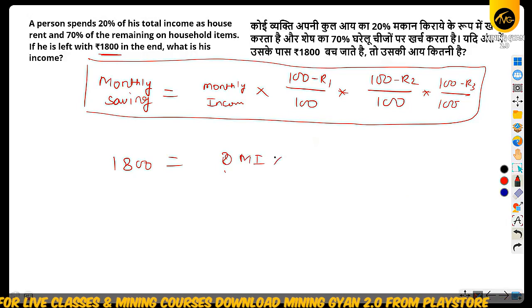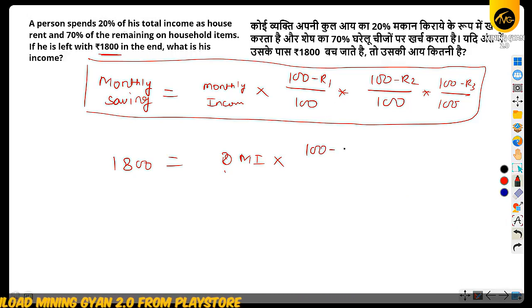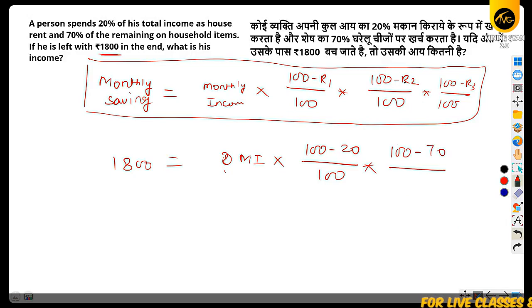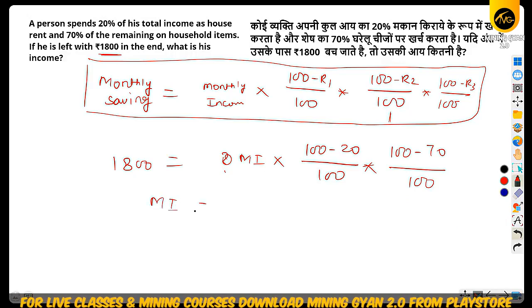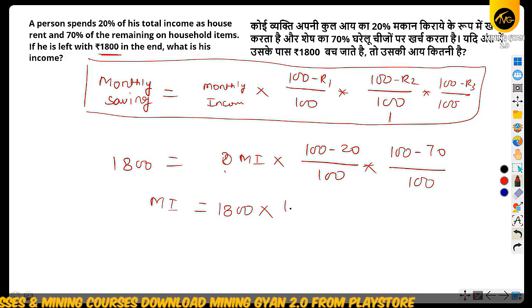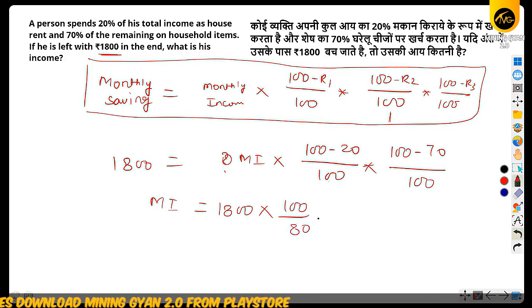Monthly income is equal to 100 minus the first expenditure, that is 20%, divided by 100. Similarly, 100 minus the second expenditure, that is 70, divided by 100. You just use the two portions of the formula. So just calculate this problem and you can find the monthly income of that person. So monthly income is equal to 1,800, multiplied by 100 divided by 80, and again 100 divided by 30.